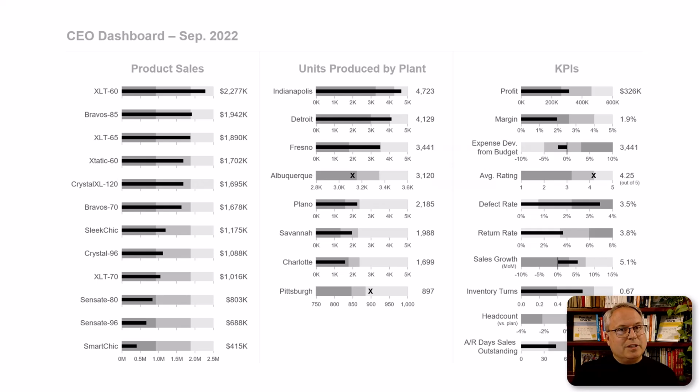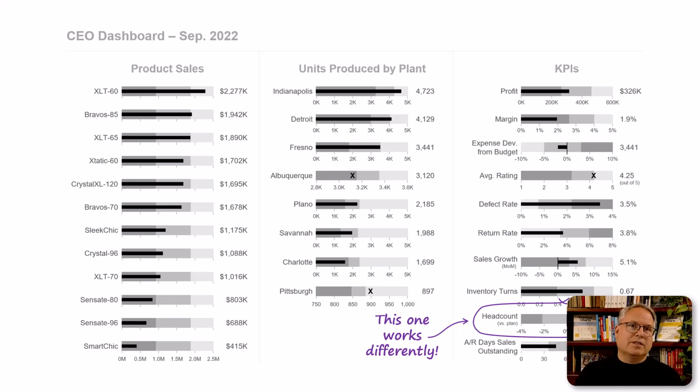And so if we're looking at a lot of bullet graphs, once again, some of them are going to be different. They're going to operate differently. And so I have to change gears again, which is going to slow things down.